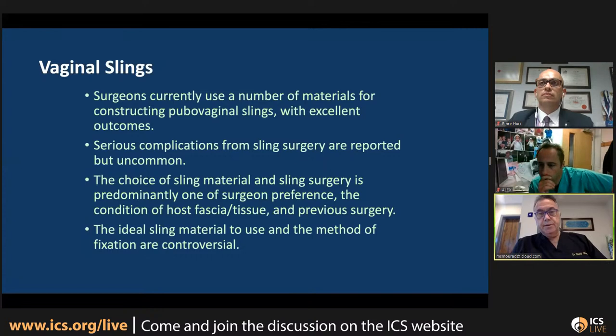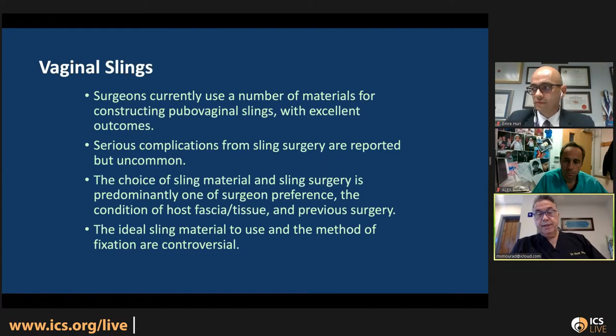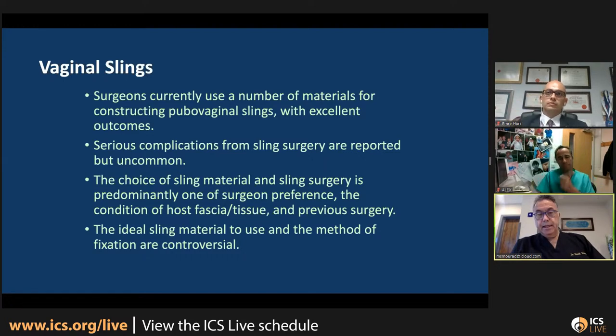So surgeons currently use a number of materials for constructing pubovaginal slings with excellent outcomes. Serious complications from the sling surgery are reported, but uncommon, but they became a very important issue in some of the countries. So the choice of sling material and sling surgery is predominantly one of surgeon preference. The condition of the host fascia or the host tissue and the previous surgery are very important to decide upon the procedure. The ideal sling material to use and the method of fixation are controversial.